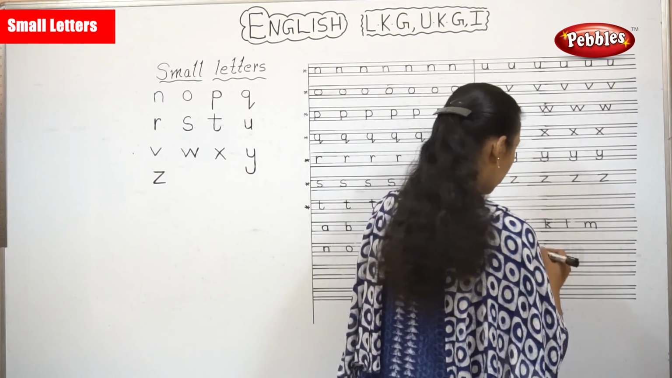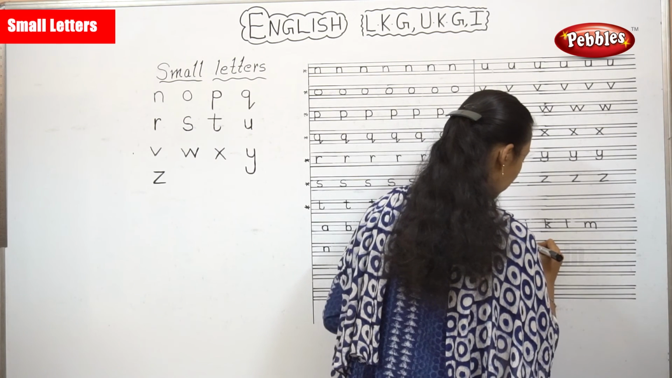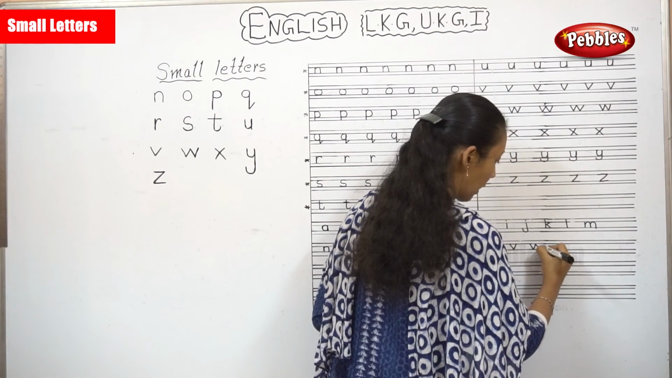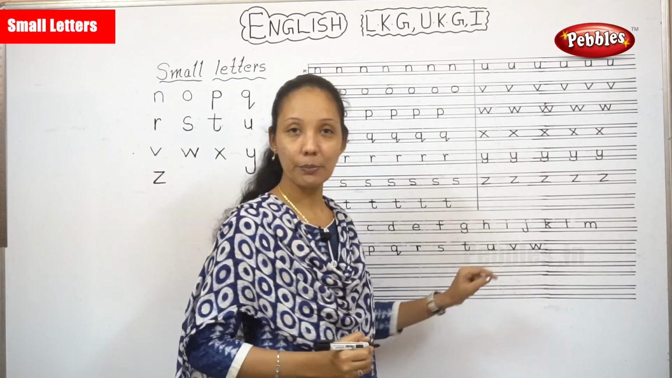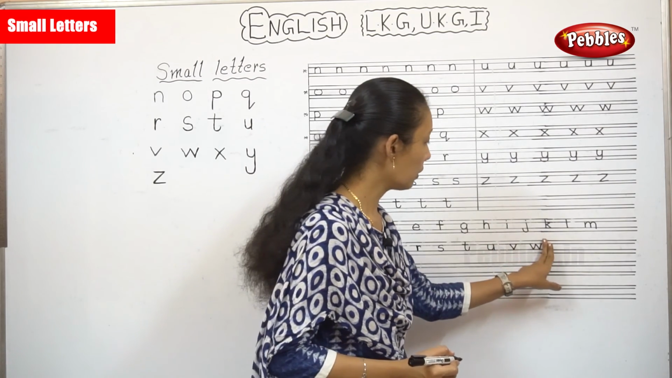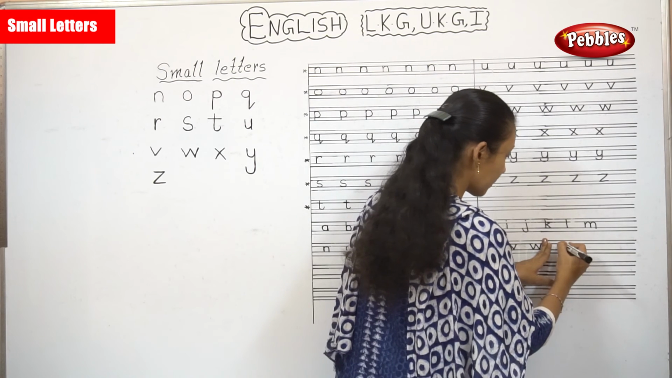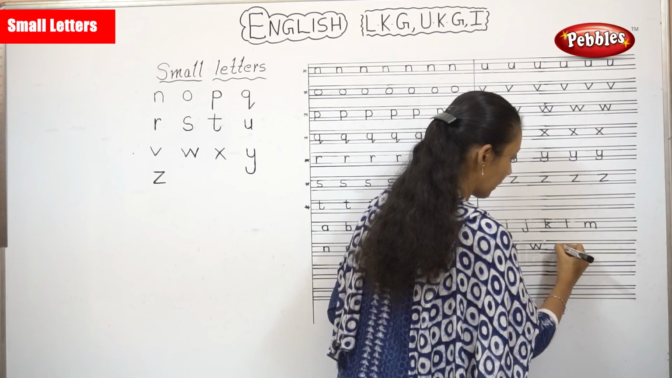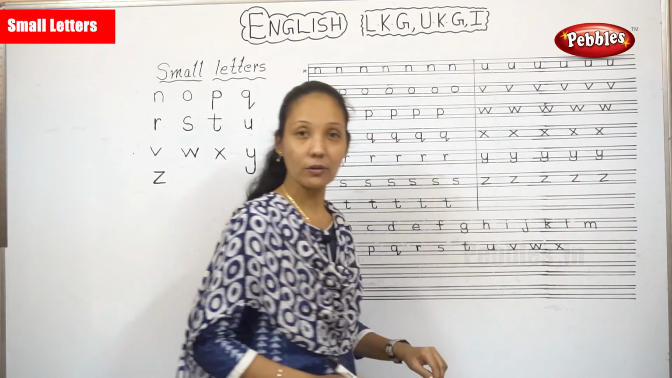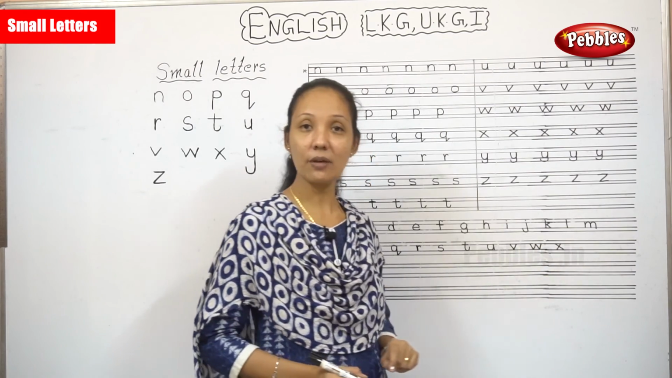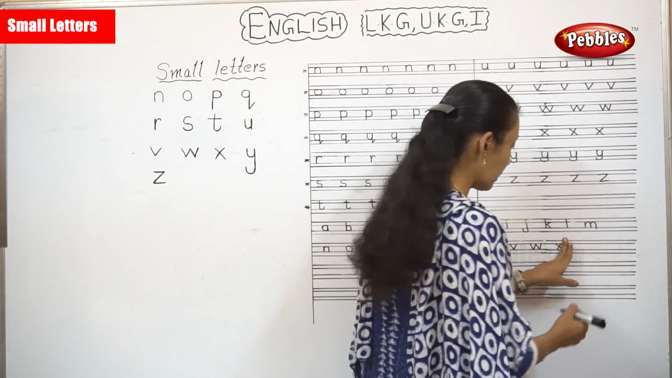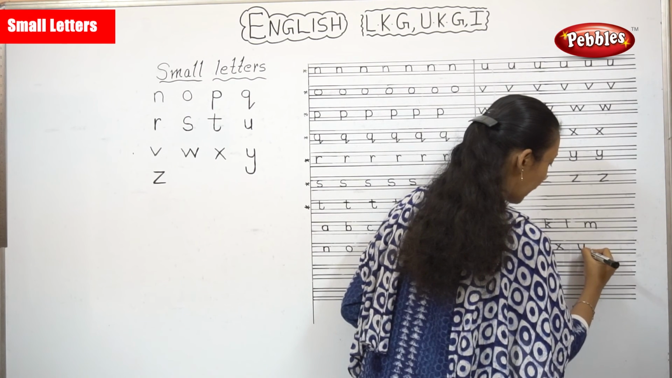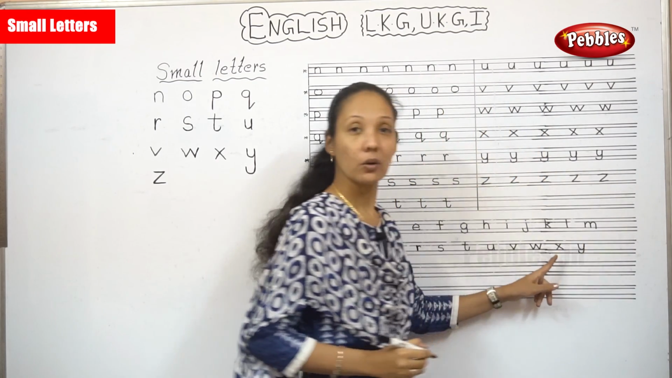Yes, after V, you have W. Down, go up, come down and you go up. This is W. Next one, after W, you place your finger, X. Slanting line and over slanting line. X. Alright? Next after X, yes, you place your fingers, you have Y. U, come down and a curve, it is Y.